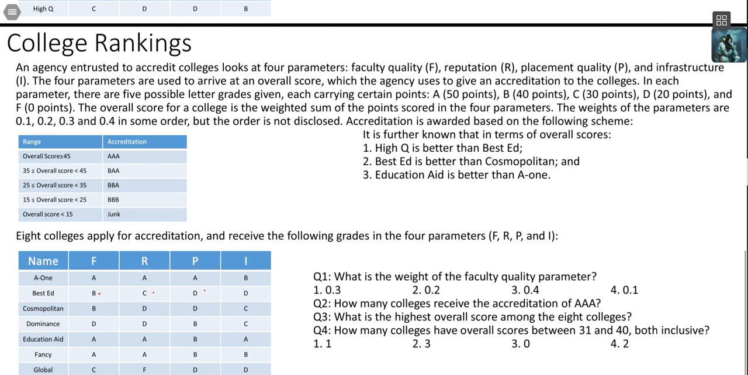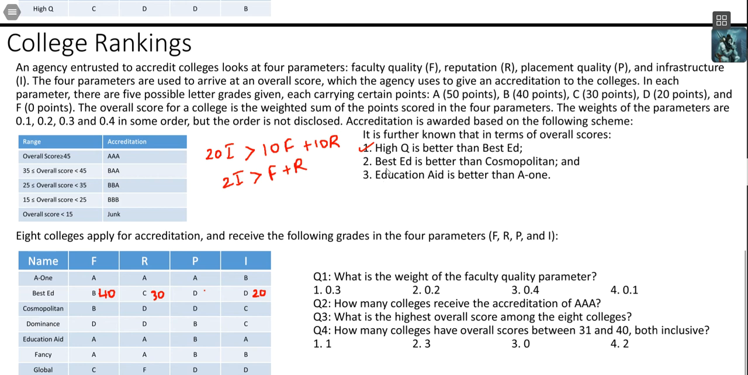So can I say, marks in I for Bested is D, which is 20 points. Here you have 40 points. So 40 into some weight and 20 into some weight: 20 into weight of I is greater than B is 40, C is 30, this is 30, this is 20, so 10F plus 10R, or 2I is greater than F plus R. This much we can infer from the first statement.